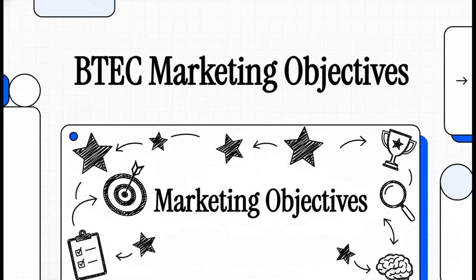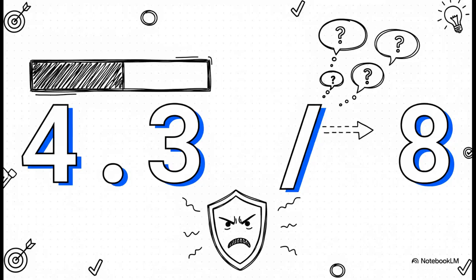for Assessment Focus 2. So get this, the average score for this section, AF2, is just 4.3 out of 8. That means the majority of students are leaving almost half the marks on the table. In this explainer, we're going to make sure that's not you.